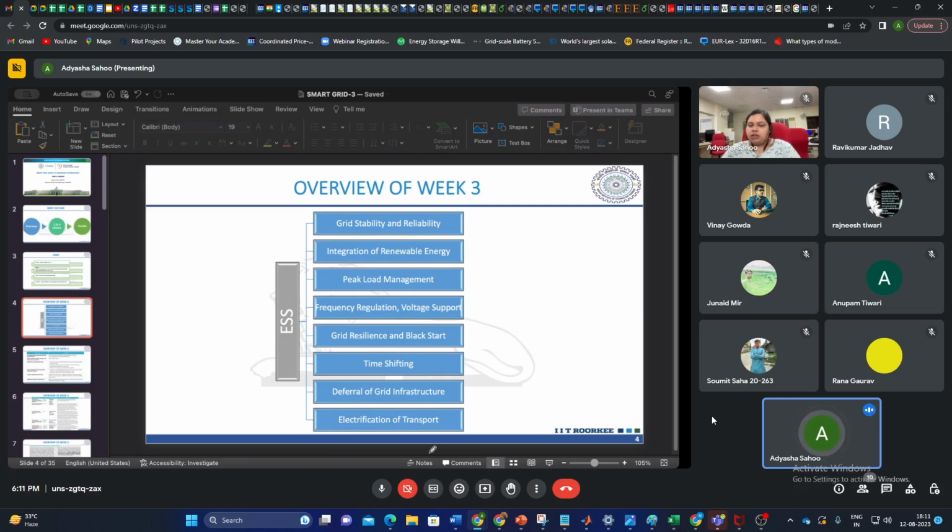And lastly, electrification of the transport sector. We know we are moving towards electric vehicles and hydrogen based vehicles. For that, the battery is the main component for the electrification of the transportation sector. So we'll have a brief overview of the global scenario.